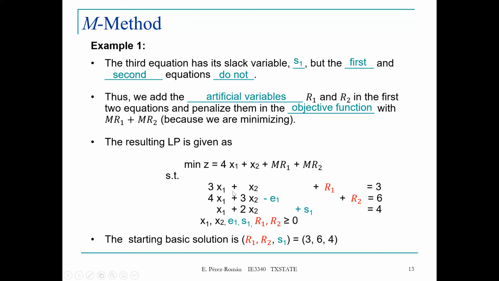We have an artificial variable for the first constraint, and an artificial variable for the second constraint. For the third constraint, we don't need an artificial variable because we can identify a basic variable using the slack. Since we don't have a slack variable in the first two constraints, we need to add an artificial variable. So the starting basic solution is now R1, R2, S1, which gives R1 equals 3, R2 equals 6, and S1 equals 4.